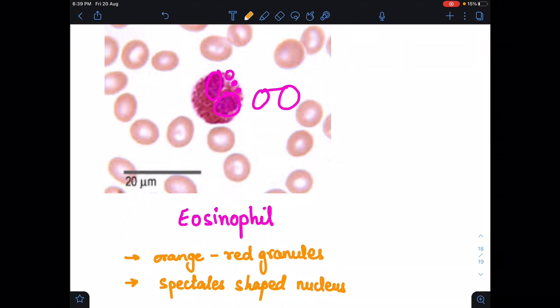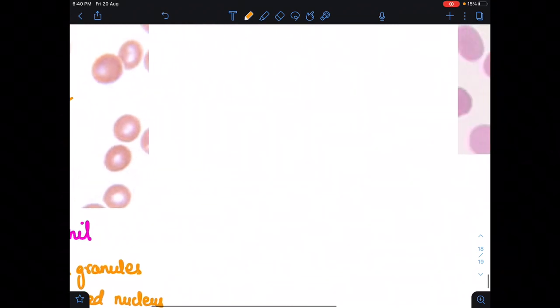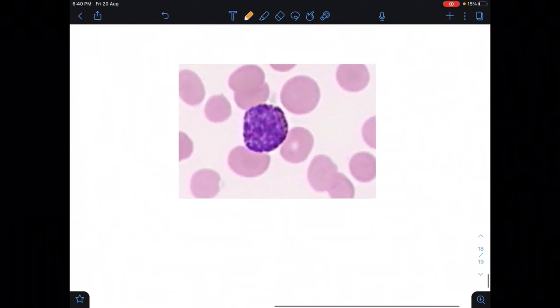So for the eosinophil you are seeing a spectacle-shaped nucleus, and orange-red granules are present. As you can watch it now, the nucleus is spectacle shaped. So this is an image of the eosinophil under the microscope. You can identify it now very easily. Now let's move to another image.